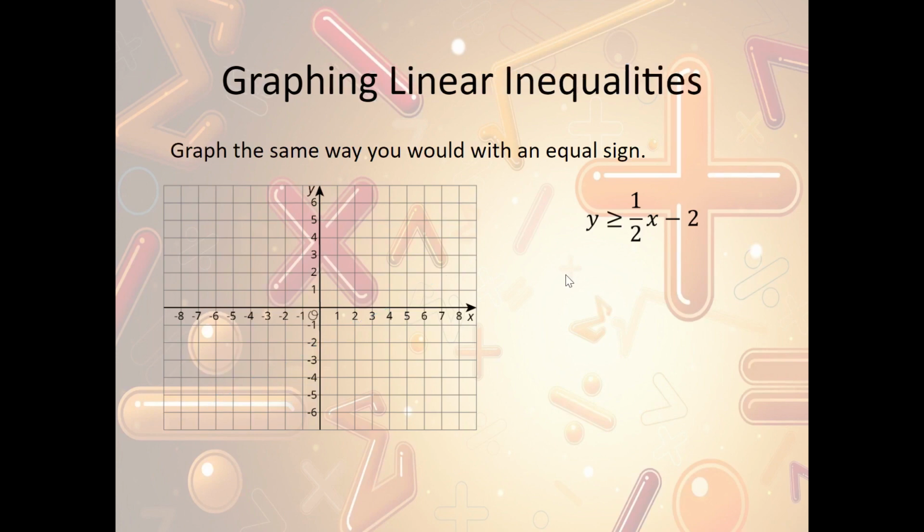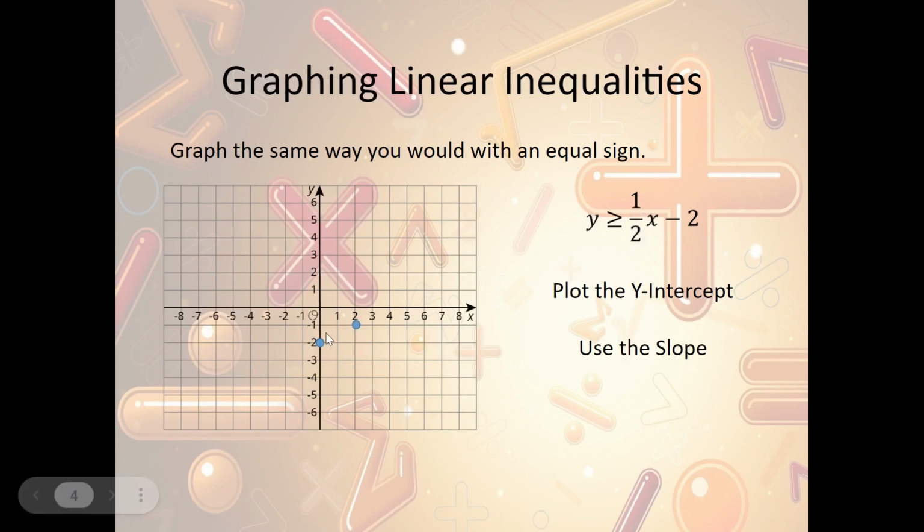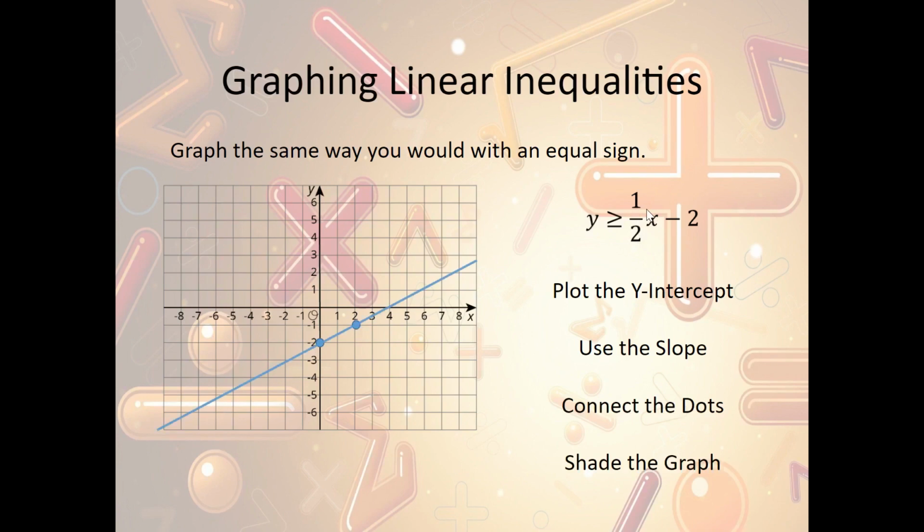Well, with inequalities, we're going to graph them the same way. So just like we did before, we're going to plot the y-intercept, which in this case is negative 2, so I go down 2 and plot that point. Then I use the slope to plot the second point. This is change in y, so we're going up 1 to the right 2. So we go up 1 to the right 2, plot my point, connect the dots, and now I have my line. Now the difference is we're going to shade where the y values are bigger than the line.